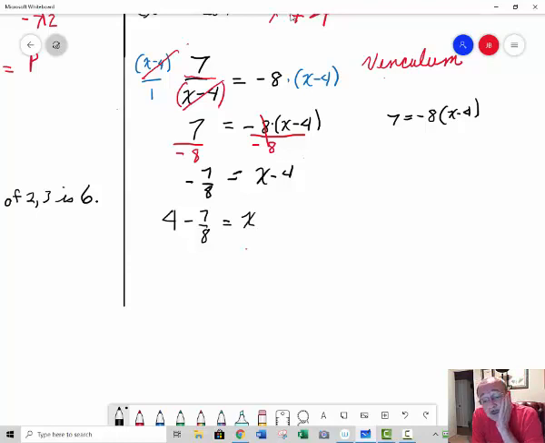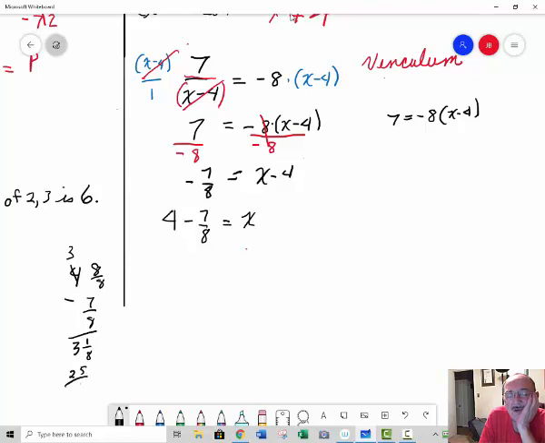What are we going to do with this one right here? Well, a couple of things. We can go back to elementary school and look at 4 minus 7/8. I'm going to borrow 1 from the 4, make it a 3, and this is going to be 8/8. And this would be 3 1/8. Or I can change that to 25/8. That's one way. That's the way we did it back in elementary school.